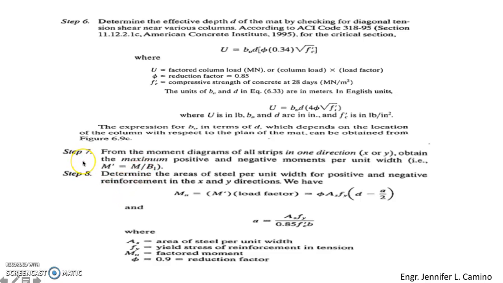So for step 7, from the moment diagram of all strips in one direction, either x or y, obtain the maximum positive and negative moments per unit width. And the last one is you have to determine the area of the steel per unit width for positive and negative reinforcement in the x and y direction. So using our factored moment equation, this is P is of S Fy times B minus A divided by A, is the area of the steel using this equation.